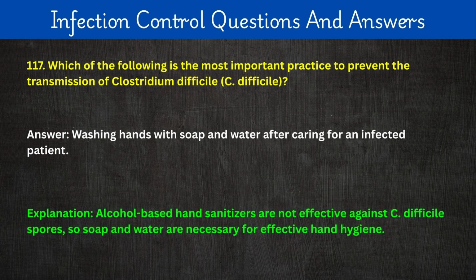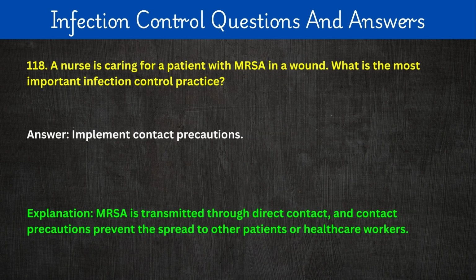117. Which of the following is the most important practice to prevent the transmission of Clostridium difficile, C. difficile? Answer: washing hands with soap and water after caring for an infected patient. Explanation: alcohol-based hand sanitizers are not effective against C. difficile spores, so soap and water are necessary for effective hand hygiene. 118.